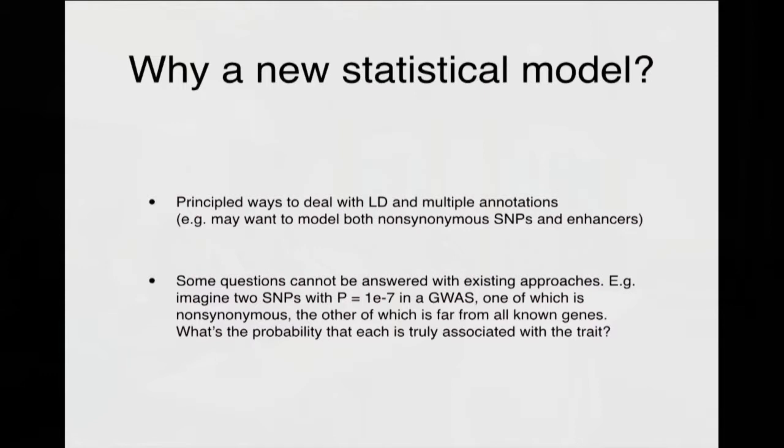For example, imagine we had 2 SNPs with a p-value of 1 times 10 to the minus 7, which is considered non-significant based on the argument from before. One of these is non-synonymous, and one of them is far from all known genes. And then I ask, what's the probability that each of them is actually a true association? A priori, you might say that the non-synonymous one is more likely to be a real association, even though it has the exact same p-value. That's an intuitive way of saying we're doing Bayesian modeling, if we have a prior and we're adjusting it in light of some evidence.